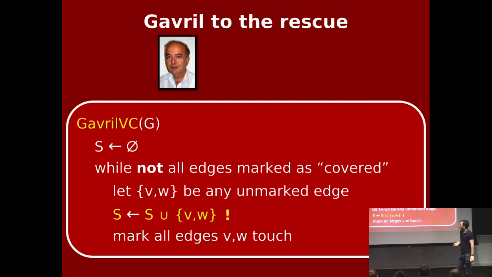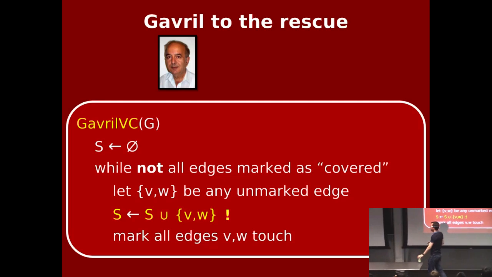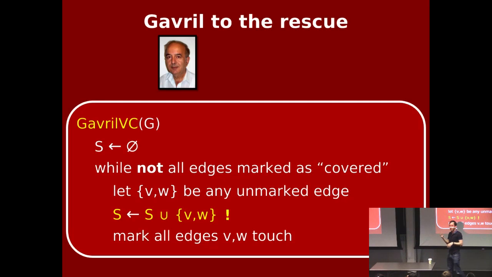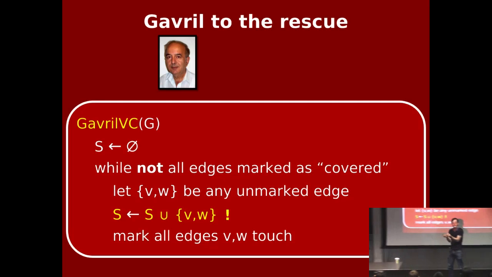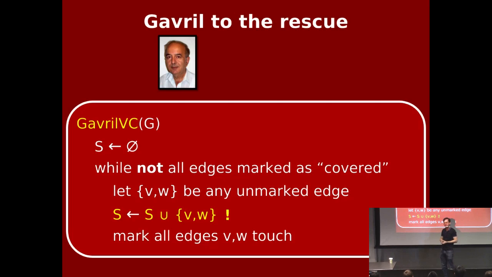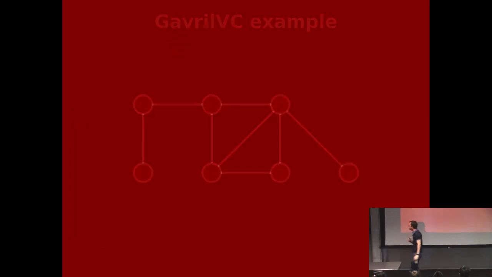That's it. That's the whole algorithm. So he's going to add both of them in. And then, OK, now that we have v and w, we may as well mark all the edges as covered that they touch. And then you just keep going. You pick some other edge that you haven't covered yet and repeat and add both its vertices to your set. Now that looks strange, but let's see why it's actually not such a bad idea.